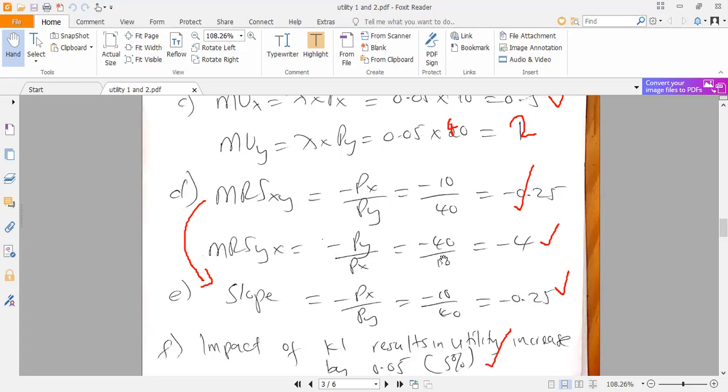And the slope and the marginal rate of substitution of X for Y is the same formula, negative PX over PY. So our slope is negative 0.25.